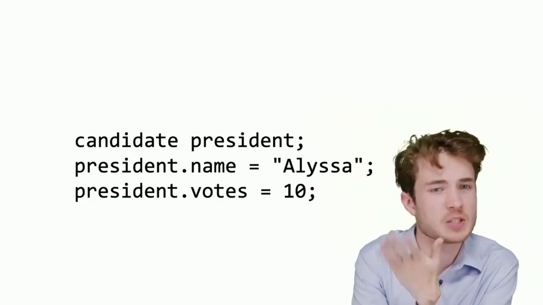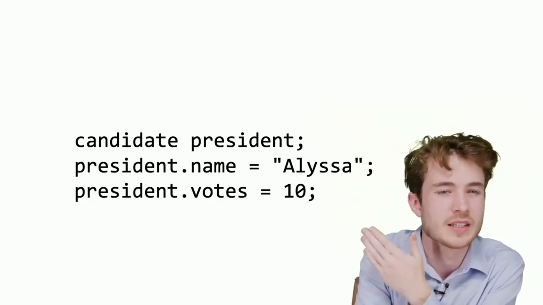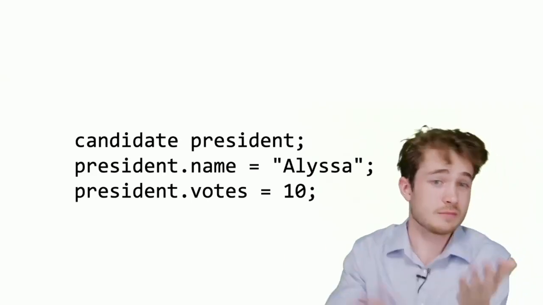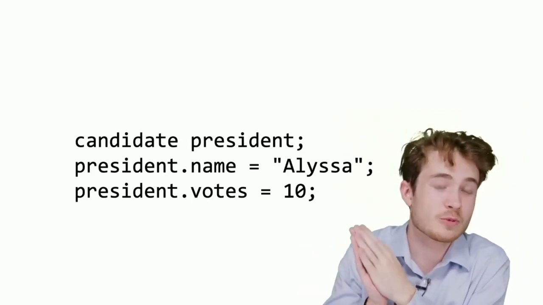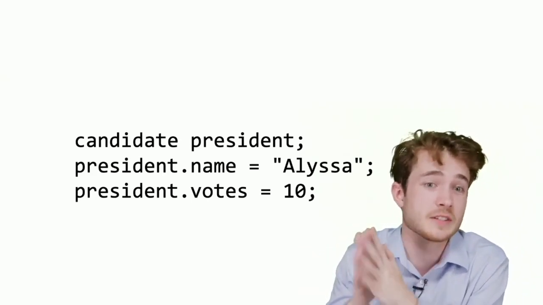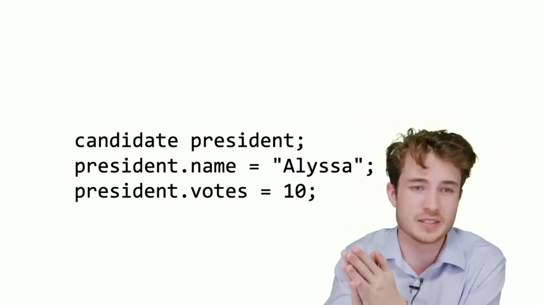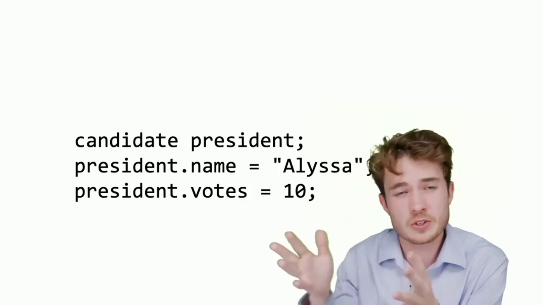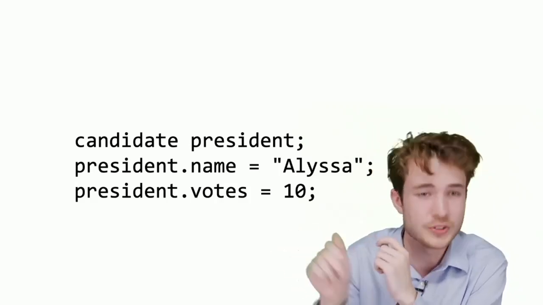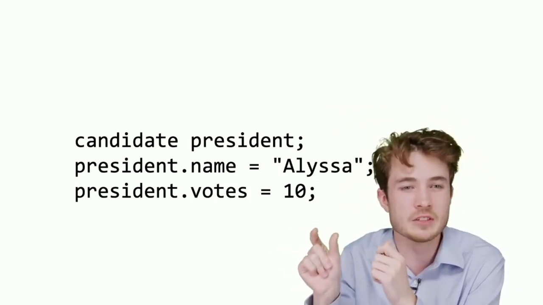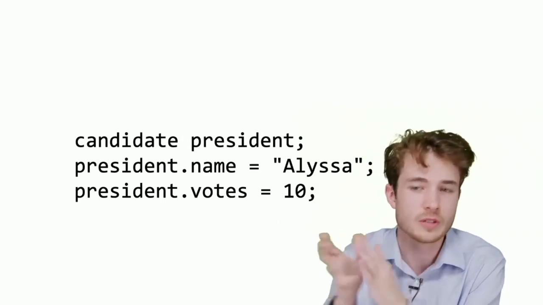A question about the dots. Why do we have these dots? president.name, president.votes. Simply speaking, long ago, it was decided that we would have this dot syntax to reference the fields or the attributes of a struct. So president.name, president.votes. And as you get used to it, you'll probably see it's pretty handy just to type that little dot there to get access to that individual attribute of that struct.